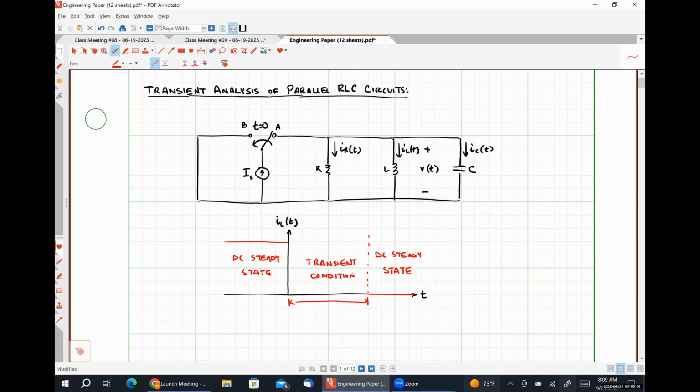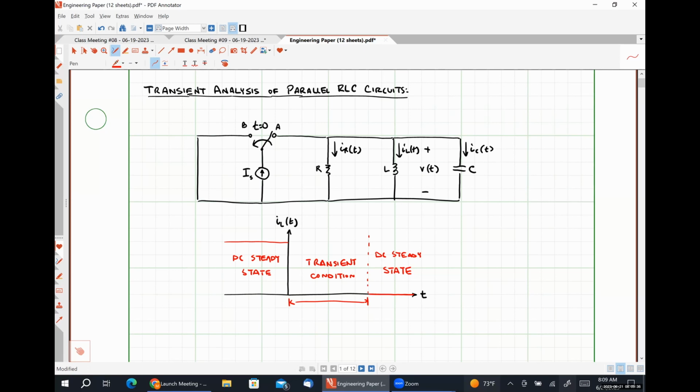So for a simple RL circuit, we know that this response is going to be purely exponential. Since we're dealing with an RLC circuit, that might not be the case. So I'm not going to draw a curve here representing how the inductor current is going to behave from t is equal to 0 out to t is equal to infinity, because that's what we're going to be figuring out next.